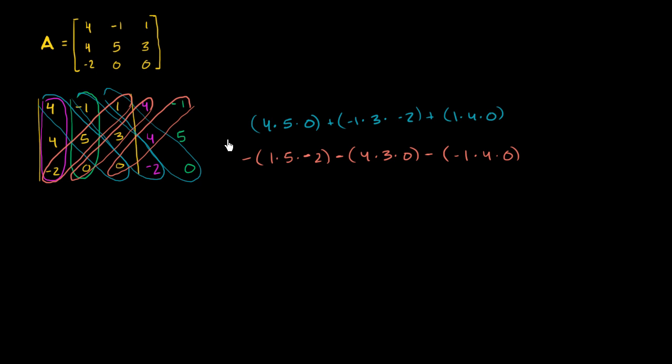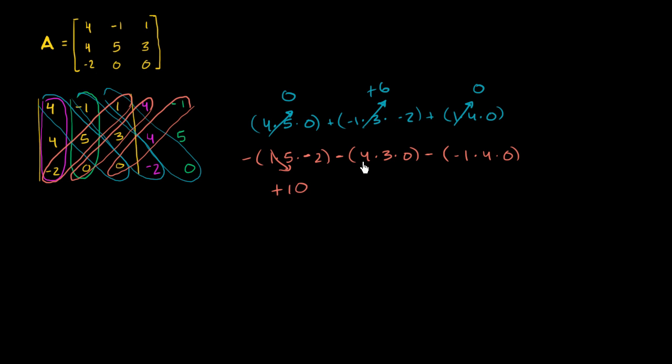And now we just evaluate this over here. 4 times 5 times 0 is just 0. Negative 1 times 3 times negative 2 is positive 6. So this is positive 6. 1 times 4 times 0 is 0 once again. And then we have 1 times 5 times negative 2 is negative 10. But then we have this negative out here, so it becomes a positive 10.